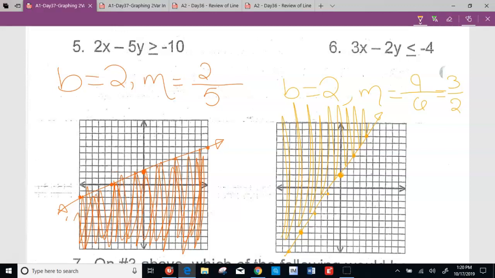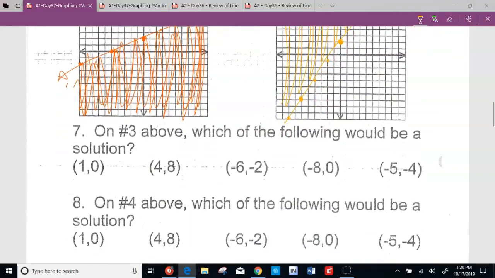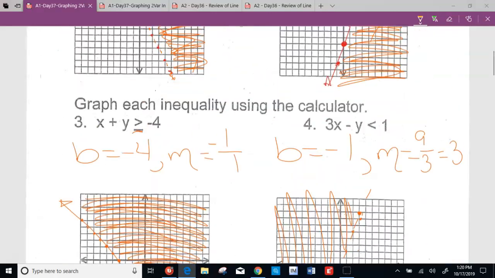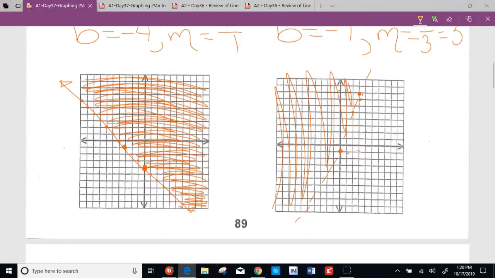Okay, so now it gets a little more interesting. No more graphing is required now. That's the good part. All we're going to do now is check points. So let's look at the last part of our notes here. For number 7, 8, 9, and 10, they give us 5 points. Number 7, go back to graph number 3, and we want to know which of these 5 points are in the shaded zone, which ones are solutions. We're using the graphs that we made, so go ahead and go back to your graph 3, which was right here.